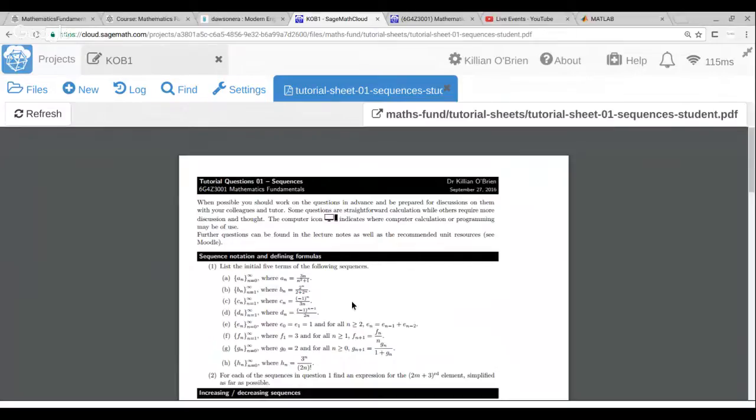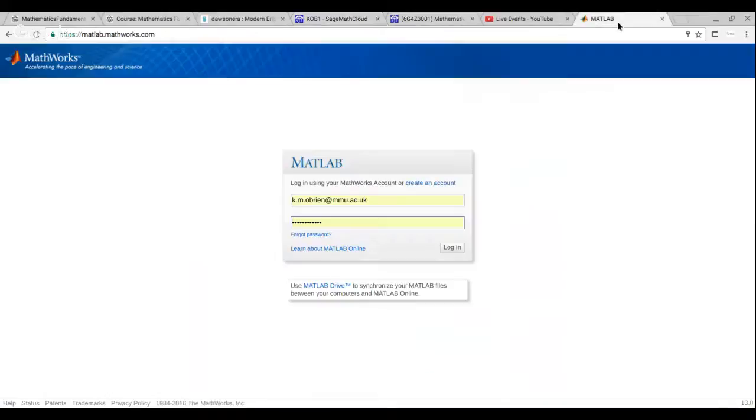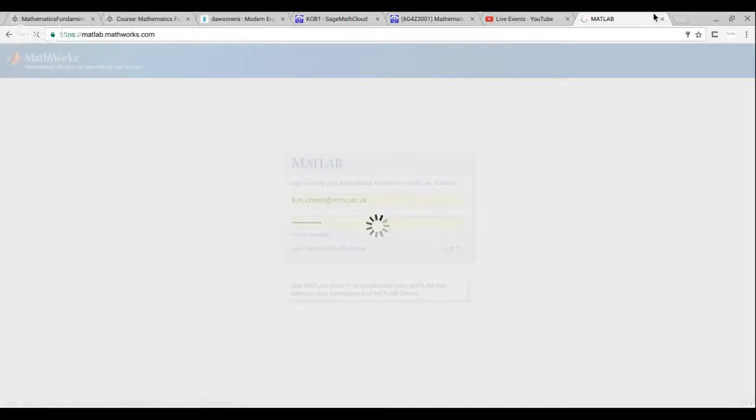This little computer symbol beside the question is a visual reminder that use of a calculator or a computer, just like we did with the MATLAB plots over here, might be useful to tell you what the right answer is, so to speak, whether the sequence is increasing or decreasing.